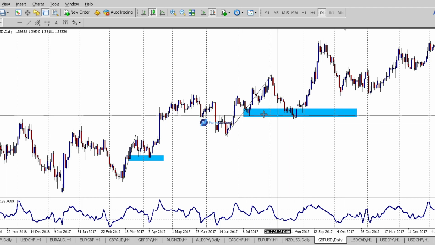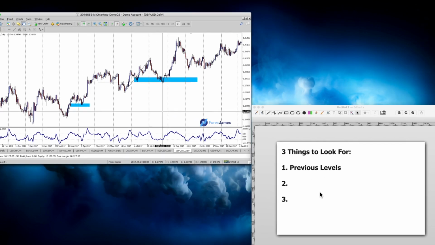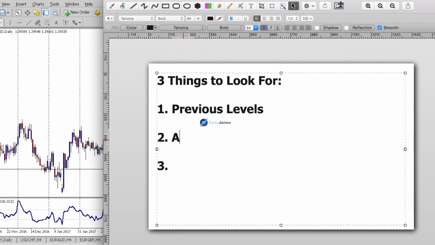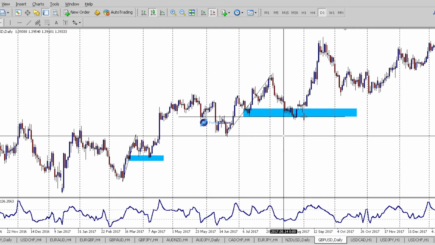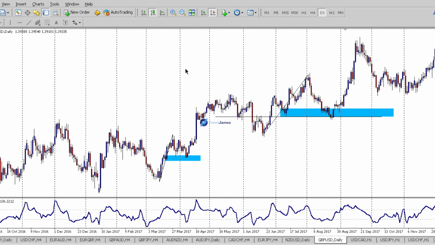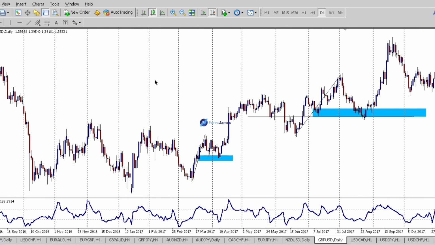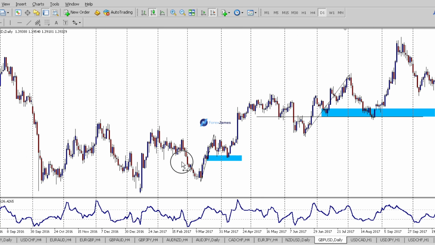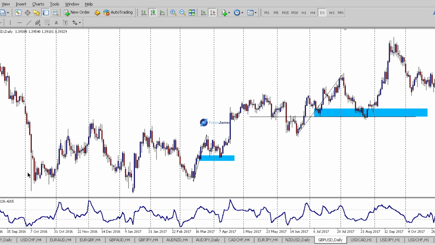So there you go. We look at previous levels. And the second thing I look for is the approach to the level. This big move here, let's see. Let's compare this up move here to this up move.